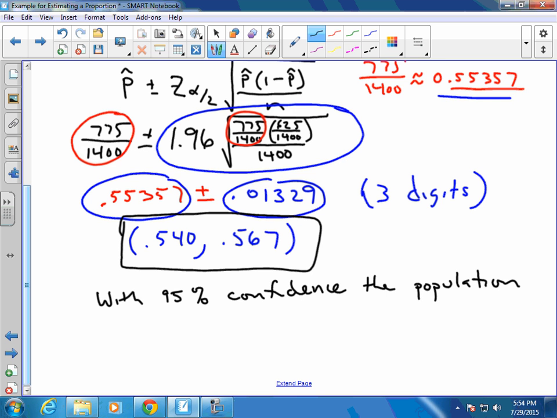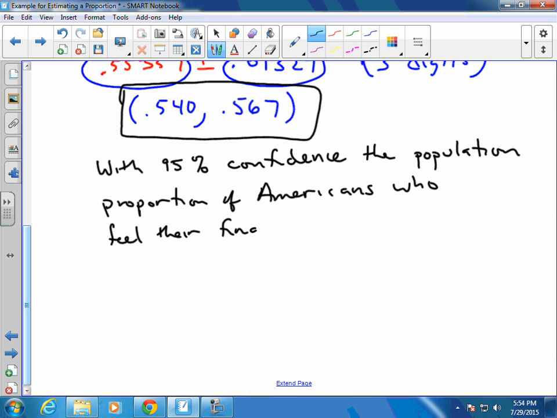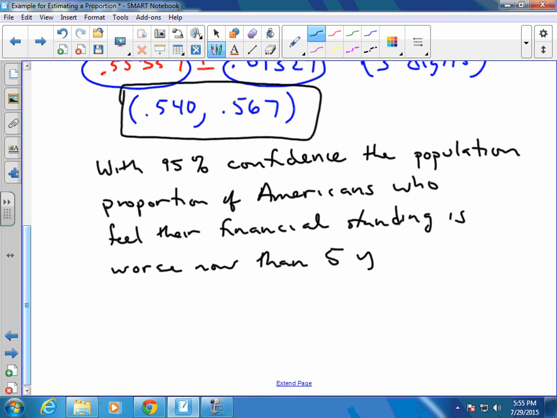Some people, like last time, I wrote the true unknown population proportion, that's just kind of more specific, but as long as you have the population proportion of Americans who feel their financial standing is worse now than 5 years ago.